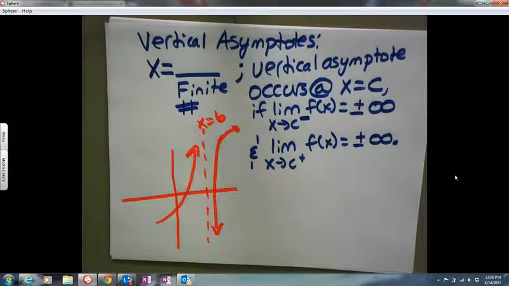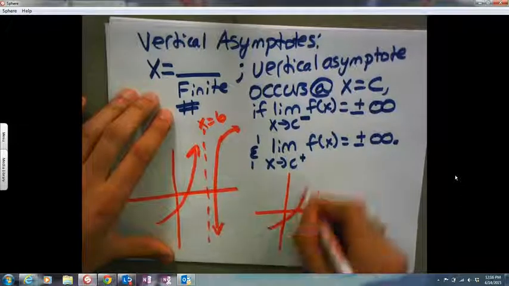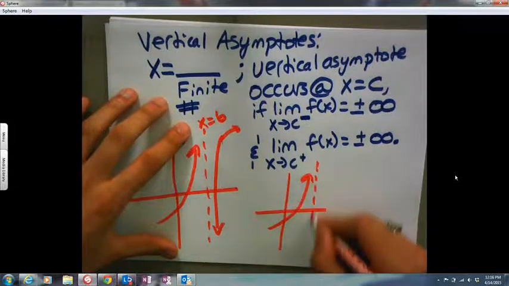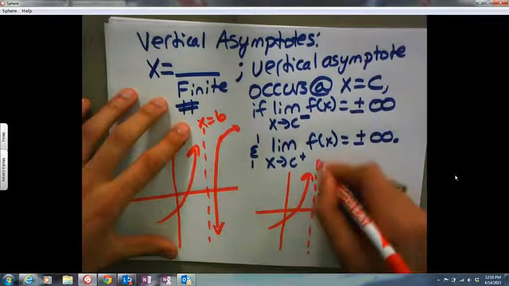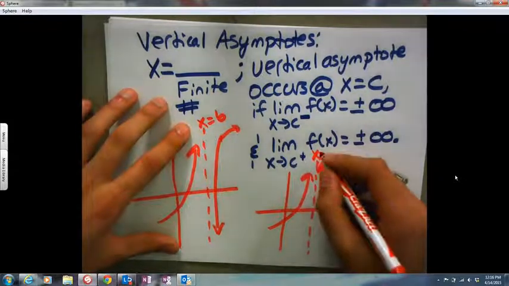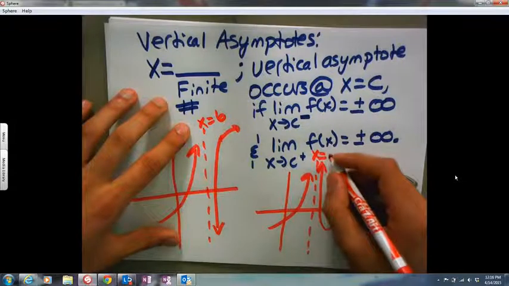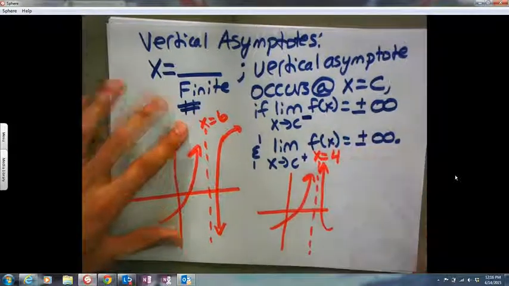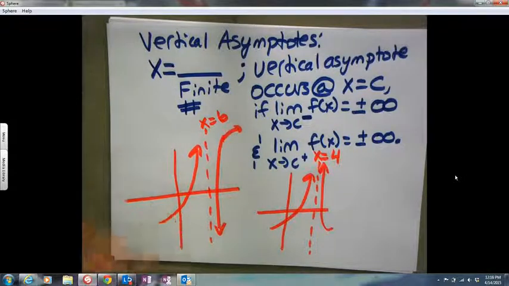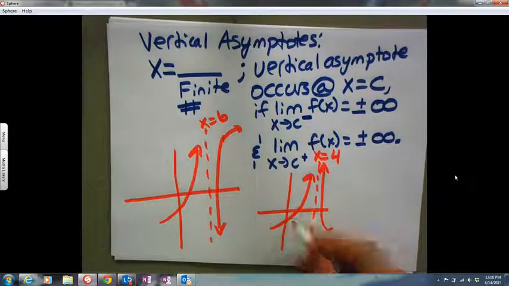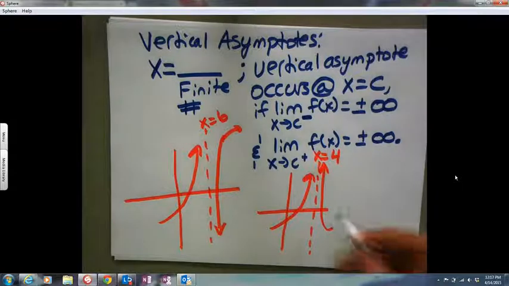Another example with a picture. Again here, x equals 4 is a vertical asymptote. The limit from the left is positive infinity. The limit from the right is also positive infinity. Another example of a vertical asymptote.